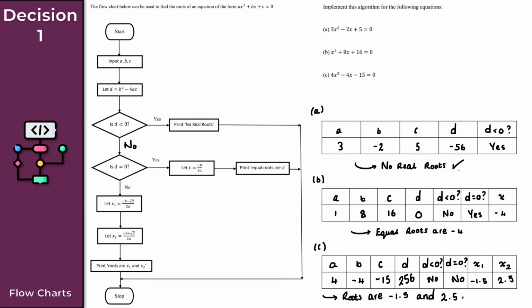So perfect, right? For part A, we had no real roots. Part B, we had equal roots of minus 4. And then finally for part C here, the roots are minus 1.5 and 2.5. Tick. Perfect. Good stuff. And there we have it then.